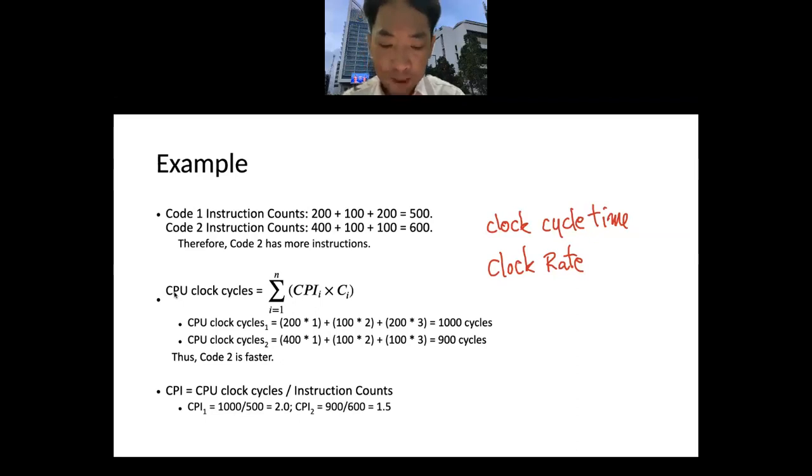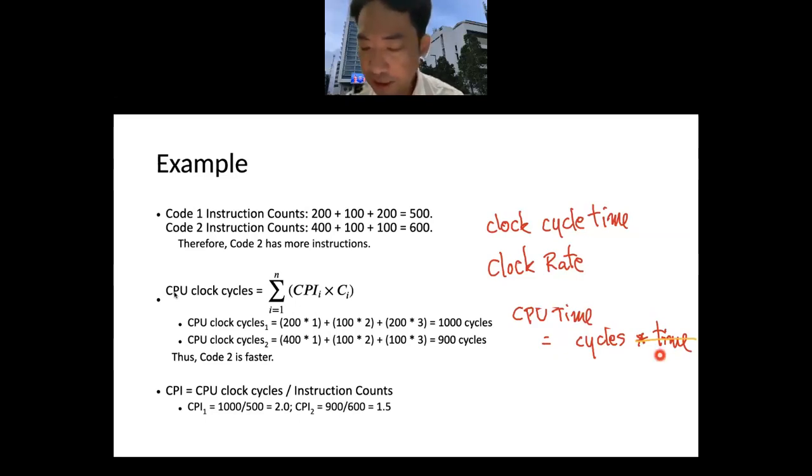But we know that the CPU time is equal to the number of clock cycles times the clock cycle time. We don't know this one, but we know that both code 1 and code number 2 run on the same machine, so the time is the same. So we can compare the number of clock cycles. If we have more cycles, it means more time.